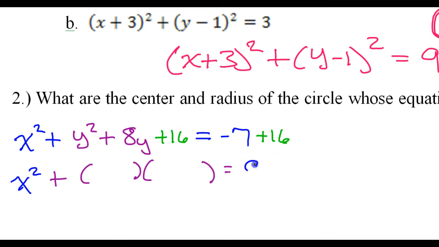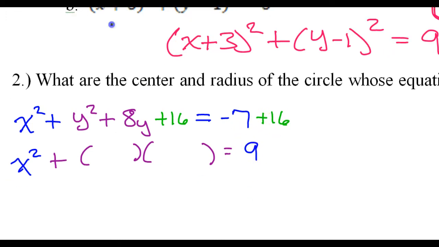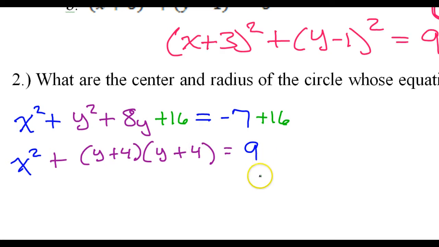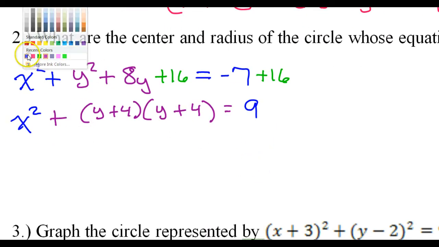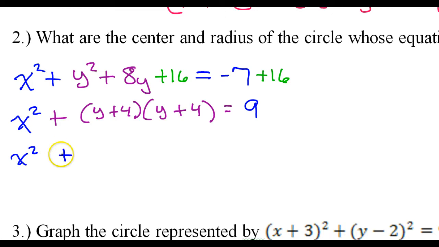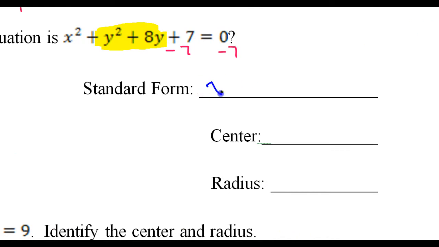Let's see, so this is going to be 9 over here. So anyway, this is going to factor as y plus 4 times y plus 4. Alright, so that allows me to write x squared plus, and then y plus 4 twice, I can now write as y plus 4 squared is equal to 9. Now this is standard form. Alright, so I'm just going to bring that over here. So x squared plus y plus 4 squared is equal to 9.